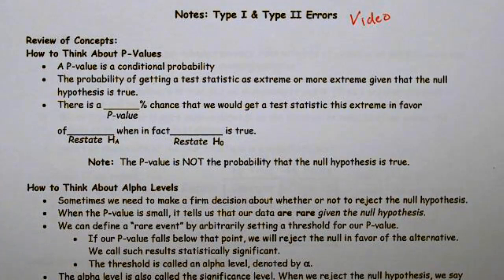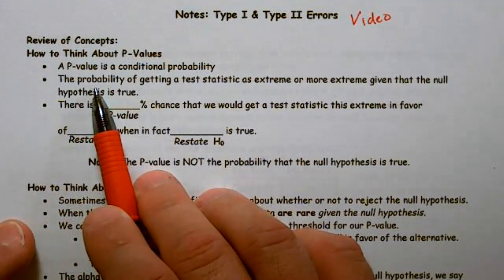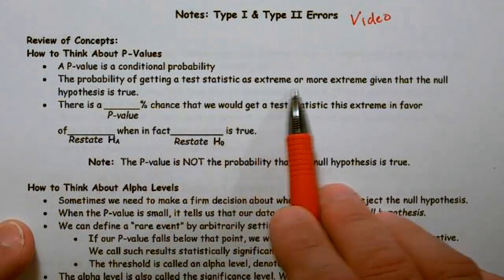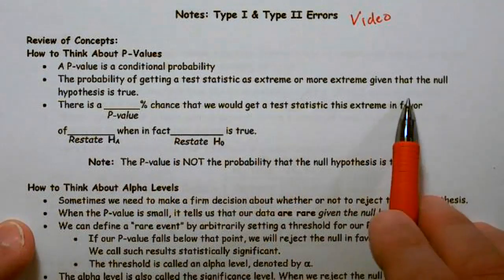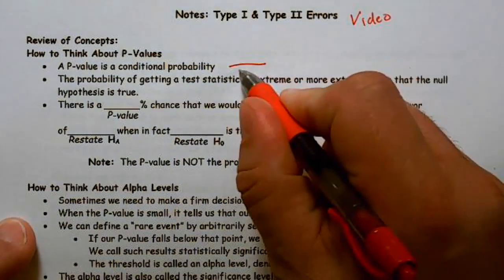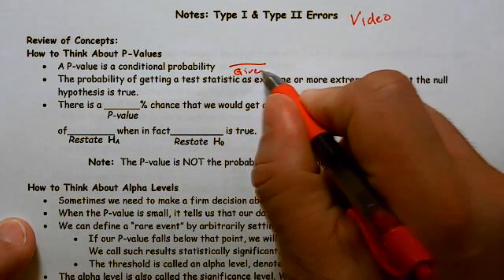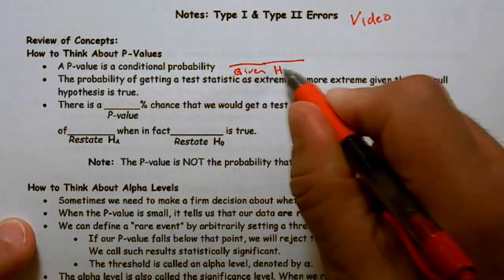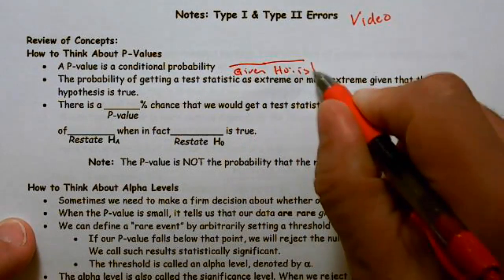And just as a review, first off, please remember it's a conditional probability. And by definition, and here's the definition of it, the probability of getting a test statistic as extreme or more extreme, given that the null is true. In other words, if we were setting up a fraction, remember given is always in the bottom. And so in this case, it'd be given H0, the null is true.